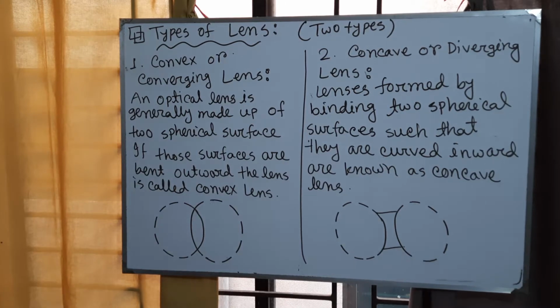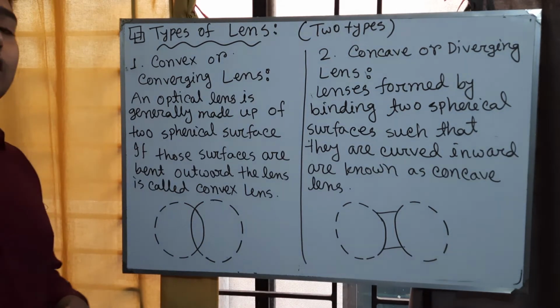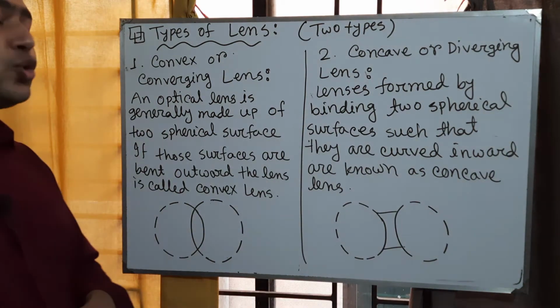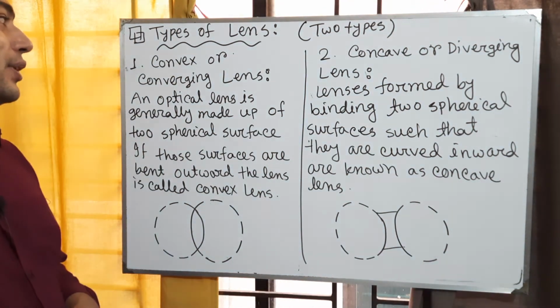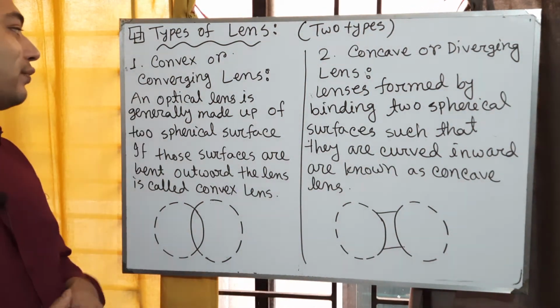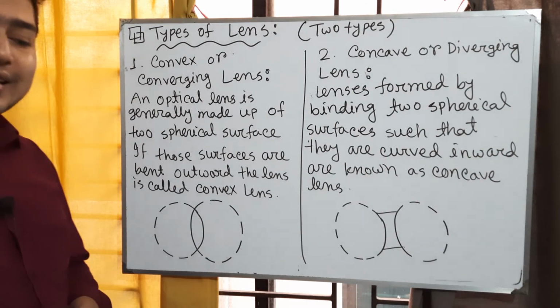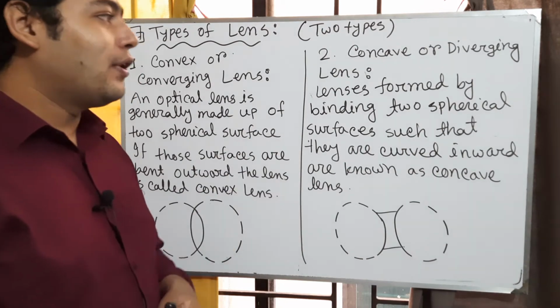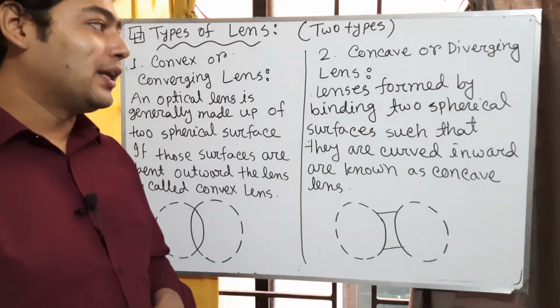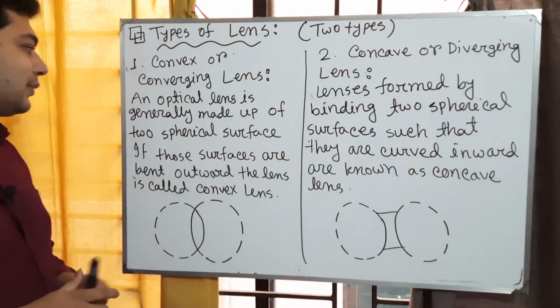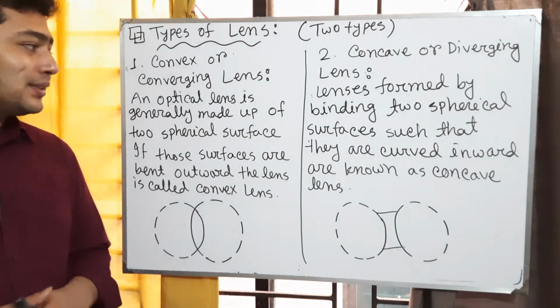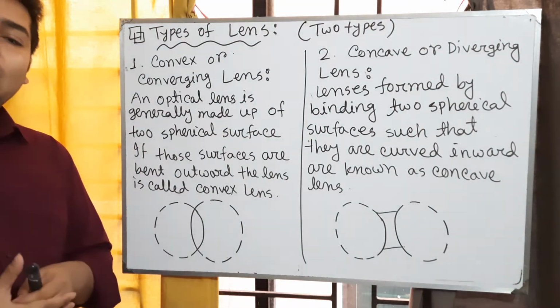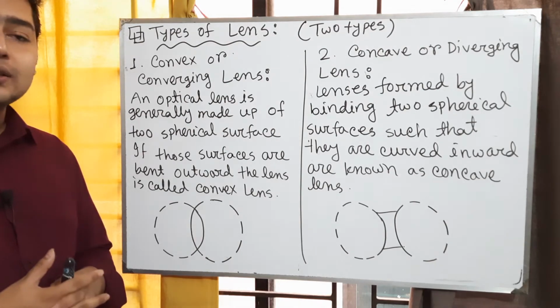Our next topic is types of lens. We have two types of lens. One is the convex or converging lens, and another is the concave or diverging lens. Now, what is called a convex or converging lens?